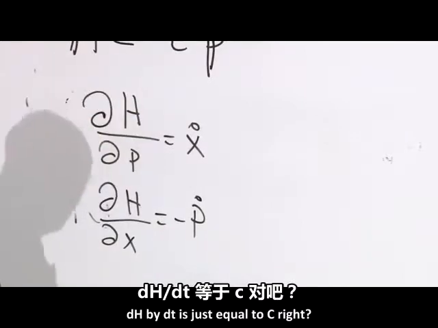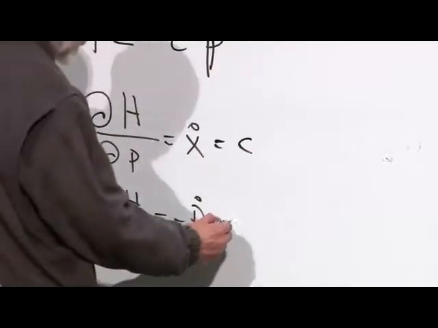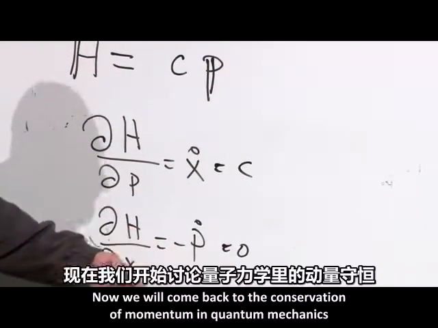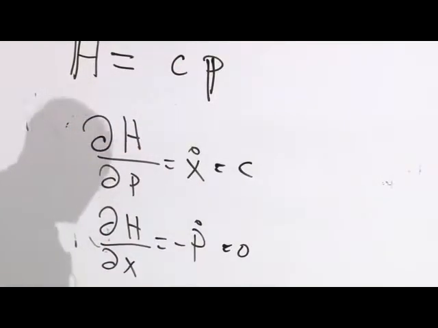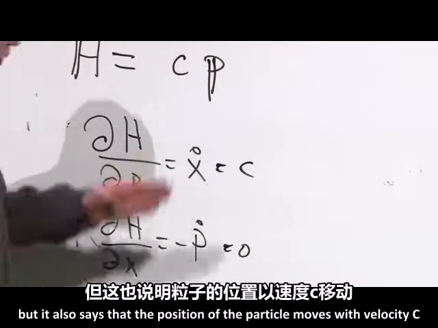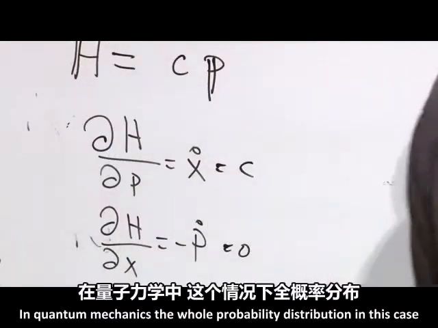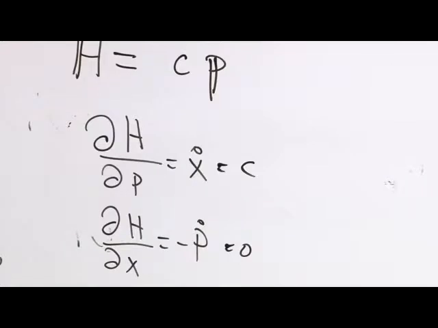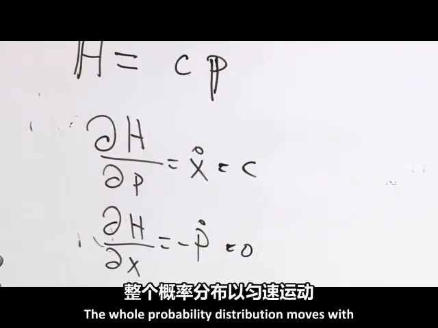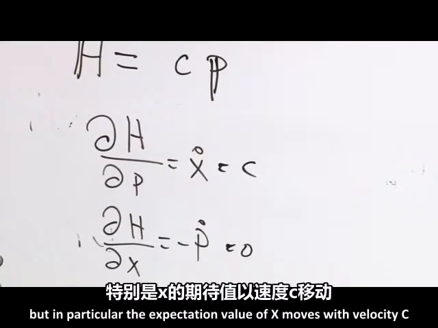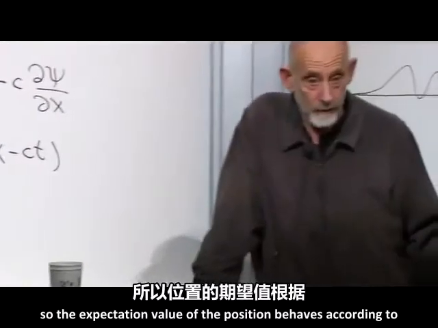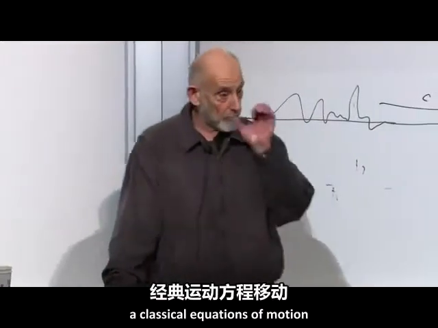The dH/dp is just equal to c, right? The dH/dx, that's equal to 0. So what this says classically is that the momentum is conserved. We'll come back to the conservation of momentum in quantum mechanics. But it also says that the position of the particle moves with velocity c. In quantum mechanics, the whole probability distribution moves, in this very simple case, sort of engineered just to have a simple answer, but in particular, the expectation value of x moves with velocity c. So the expectation value of the position behaves according to the classical equations of motion.